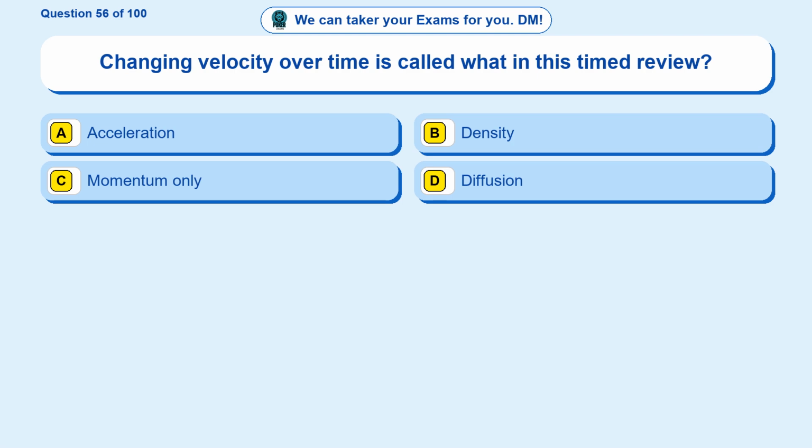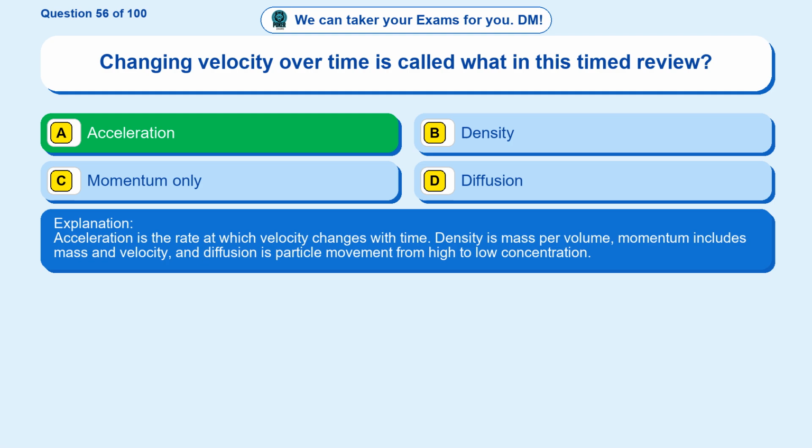Question 56. Changing velocity over time is called what in this timed review? Option A, acceleration. Option B, density. Option C, momentum only. Option D, diffusion. The correct answer is option A. Acceleration.